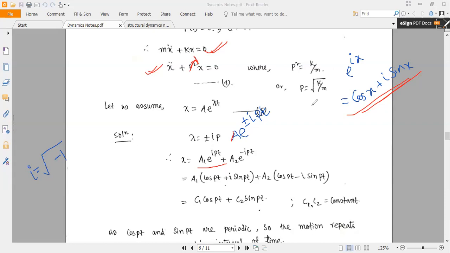Okay. So come to this point. x is equal to a1 e to the power this, then expand this like this equation, then take cos pt in common and sin pt in common. If you take cos pt in common in this second line, then it will be cos pt into a1 plus a2. Write it, do it in your copy, otherwise you will not understand.